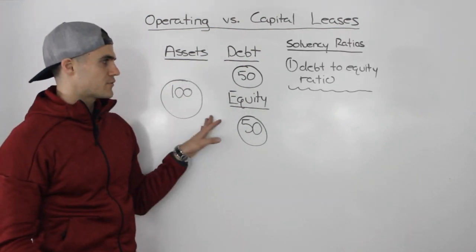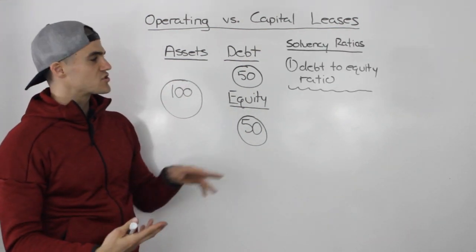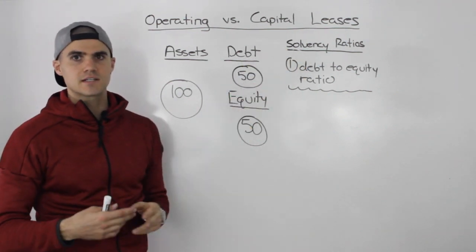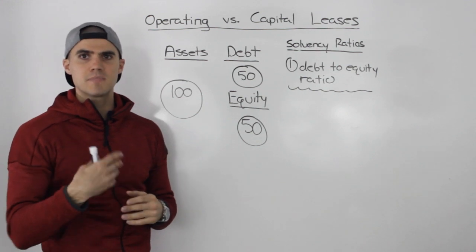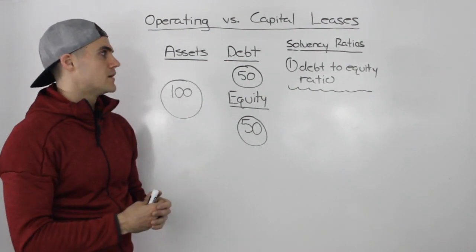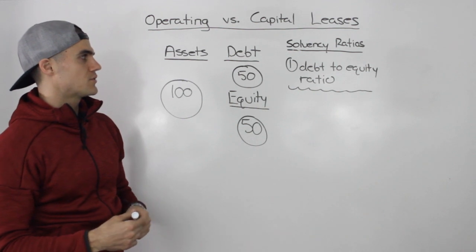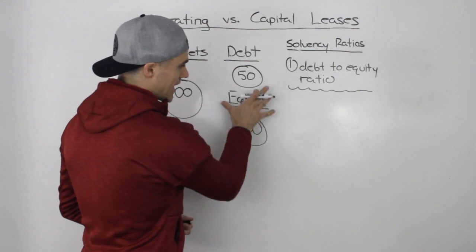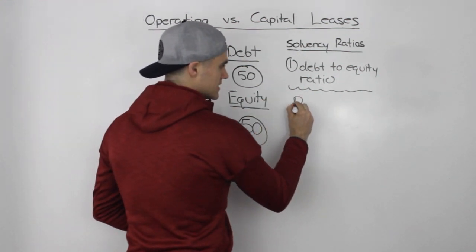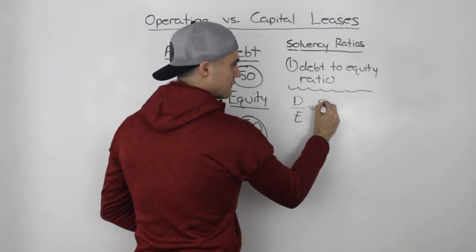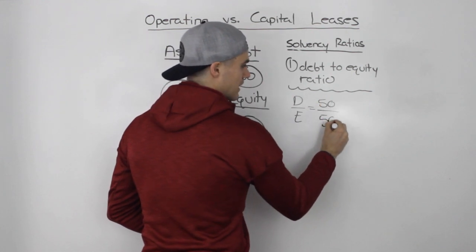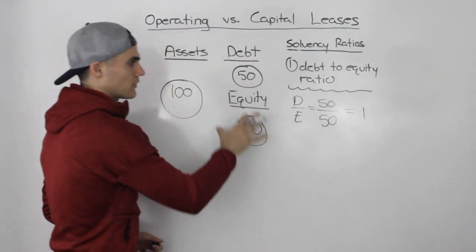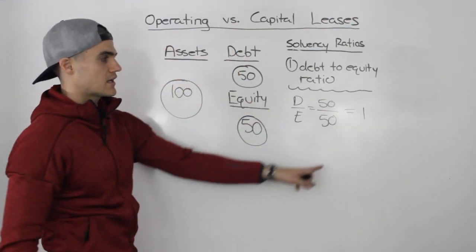So now that we have this information about the balance sheet, let's figure out some solvency ratios for this company. And solvency ratios basically measure the company's ability to meet its long-term debt. So one solvency ratio that is commonly used is the debt to equity ratio. So the debt to equity ratio of this company, D over E, is going to be 50,000 over 50,000, and 50 over 50 is just 1. So the debt to equity ratio of this company with this balance sheet is 1.